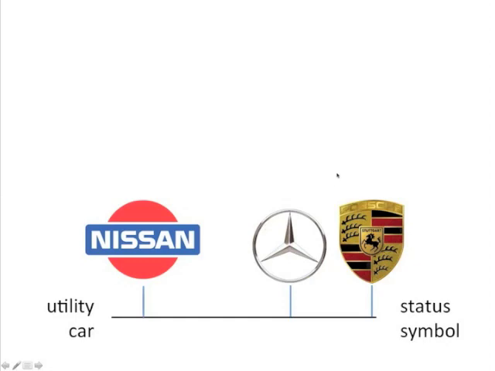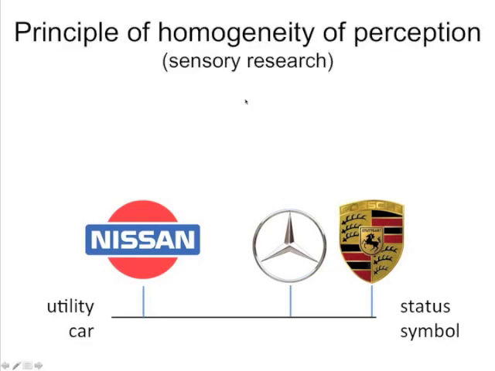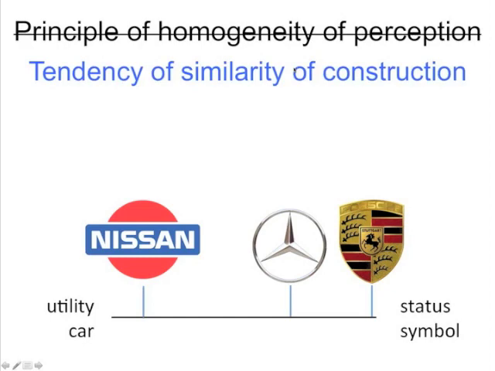Why is that important? Because there's a tendency of us to construe in a similar way, at least in certain fields. There's a principle of homogeneity of perception in sensory research, where the application of grid data and generalized procrustes analysis was first used. They say we perceive things in a similar way, but well, that's sensory research. Here we talk about constructions. So we might reformulate it and say there might be a tendency of similarity of construction concerning certain things, just as we've seen it now for those three elements when it comes to car brands.